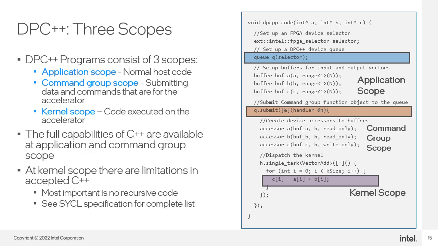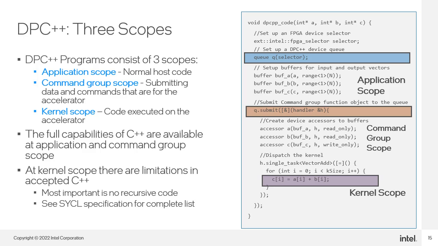The first scope is the application scope, which is your normal host code. Everything you can do in C++ can be done in the application scope. The host code runs on the CPU, which is typically the host for your design. As we can see in the example, declaring function pointers, setting up buffers, and selecting devices are in the application scope. The second scope is the command group scope that kicks off when you submit something to the queue. The queue is the line of communication between the host and the acceleration device. We will discuss the queue class shortly.